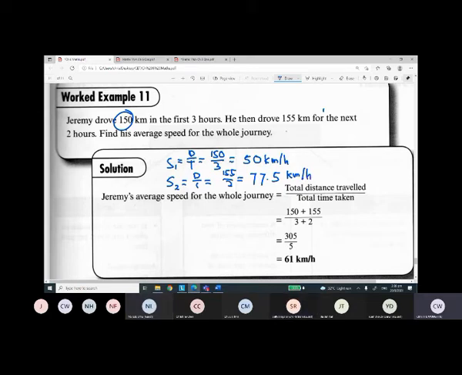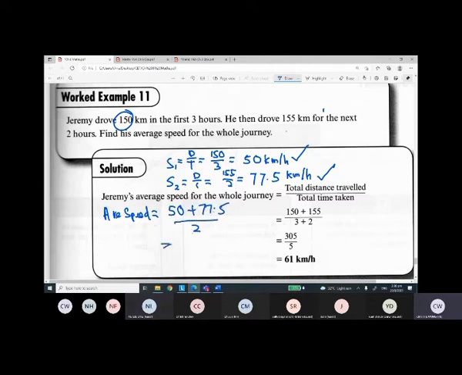You have two different speeds now. One is 50, one is 77.5. So how do you find the average speed? Can you tell me? Okay. If you find two speeds, because you see the first one is the average speed of the first part, and this is the average speed of the second part. If you want a combined speed, what you can do is take 50 plus 77.5 divided by 2.